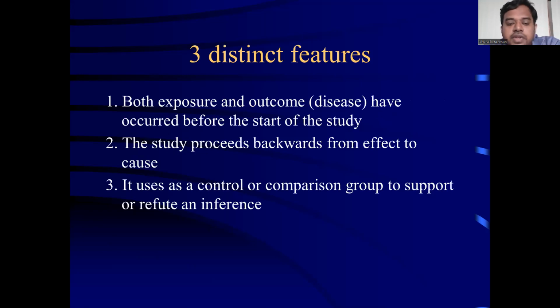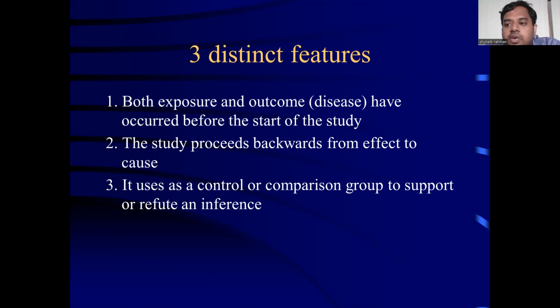So the three distinct features of a case control study: both exposure and outcome have occurred before the start of the study. The study proceeds backwards from effect to cause. It will go backwards from effect to cause because the effect has already occurred. So we are going backwards and collecting the data from the particular patient. And it uses a control or comparison group to support or refute an inference.